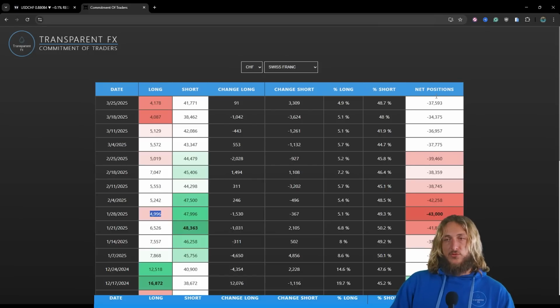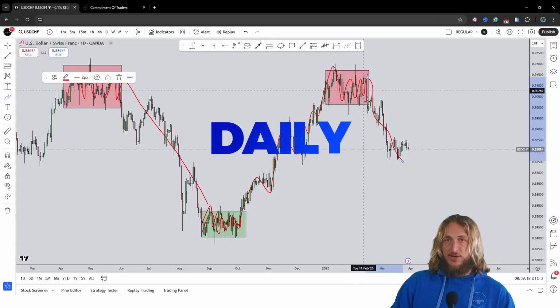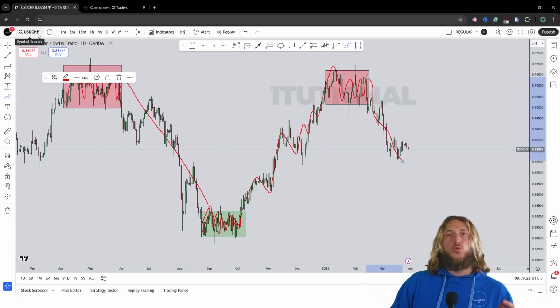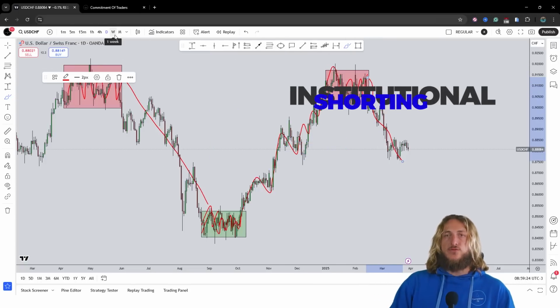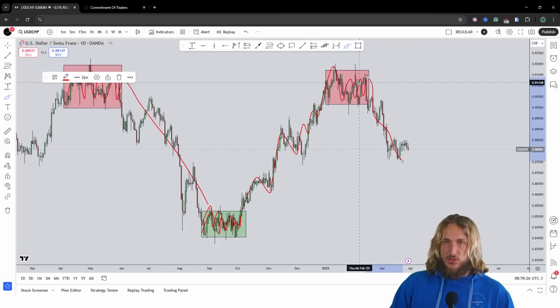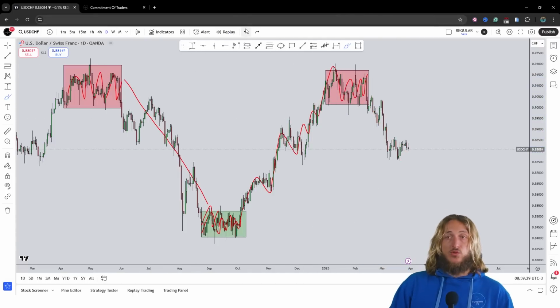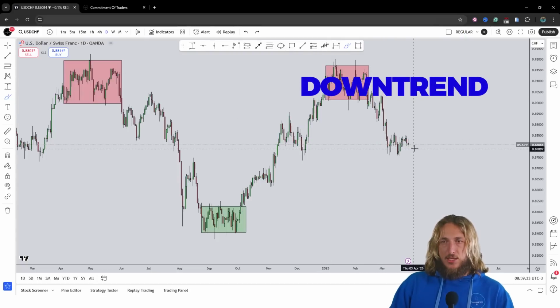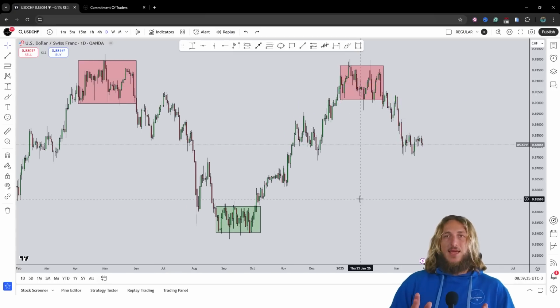We went from minus 43 all the way up to minus 37. So they were starting to move again back to the bullish side for the CHF, so to the bearish side for USD CHF. So they were shorting again USD CHF. And after that, the market now seems to again have fallen into a bearish market, creating these daily lower lows and lower highs.